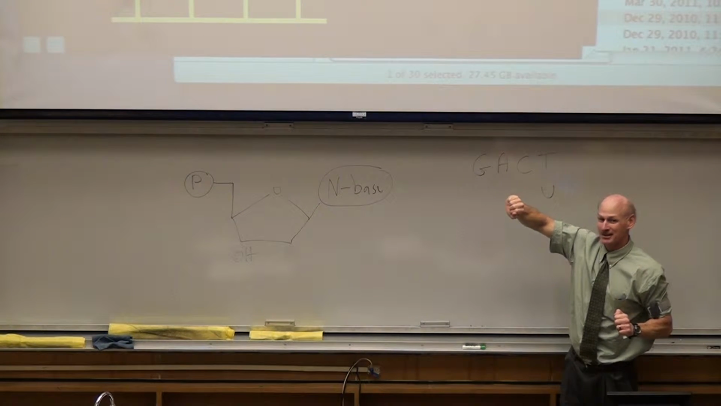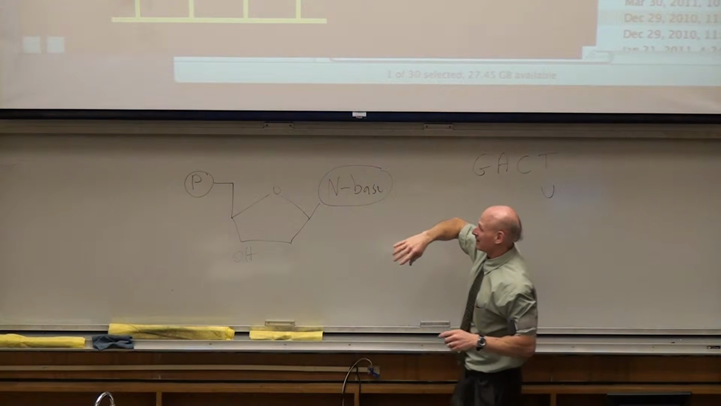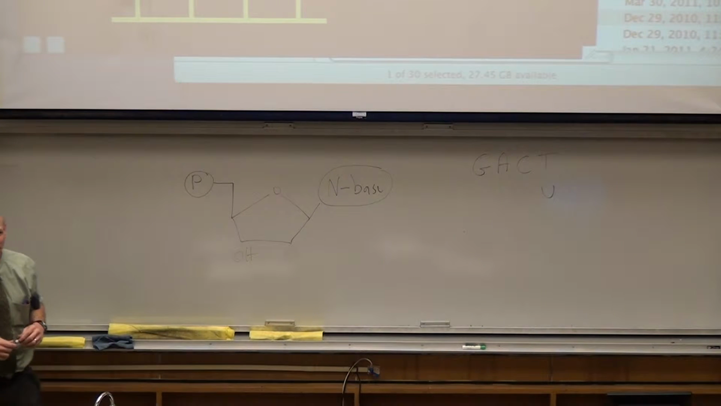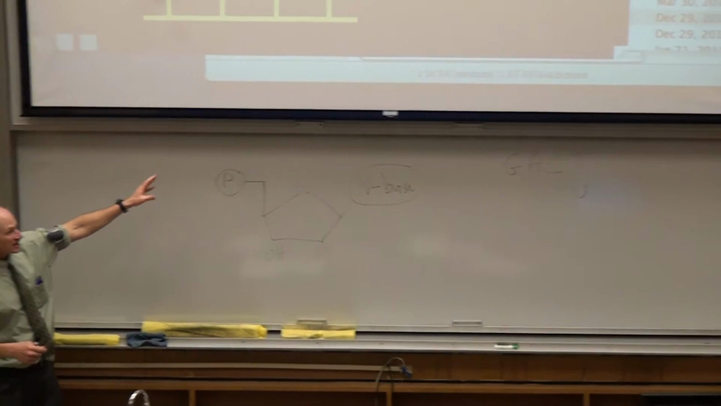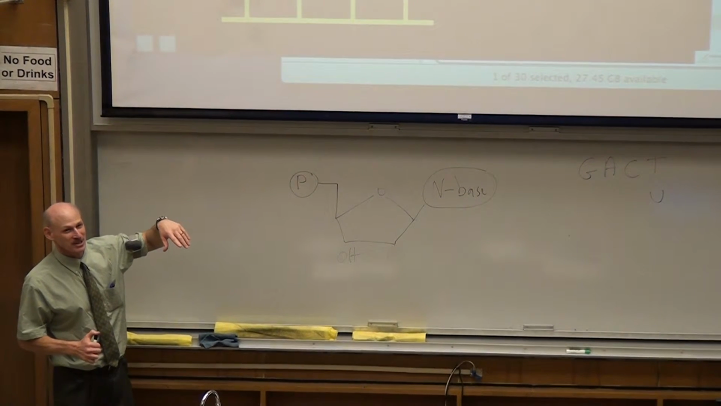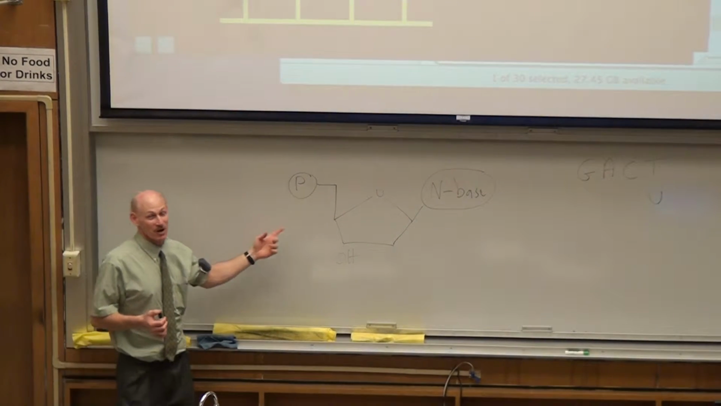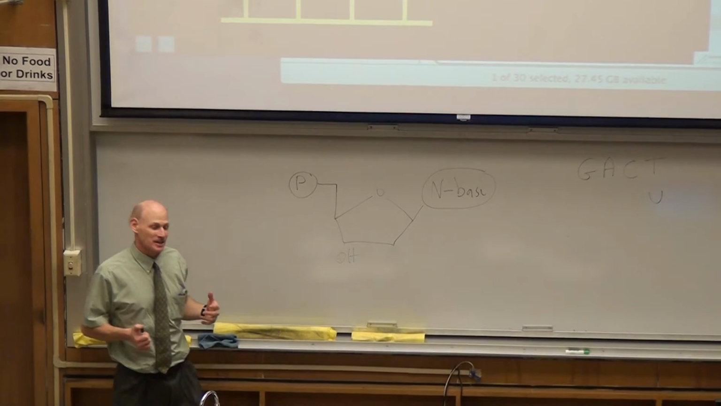Sound good? All right, and a DNA strand, a DNA molecule, is a bunch of DNA nucleotides all linked together, polymerized together. And an RNA strand or RNA molecule is a bunch of RNA nucleotides all linked up together.